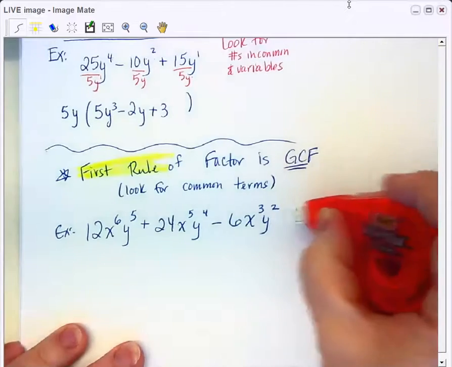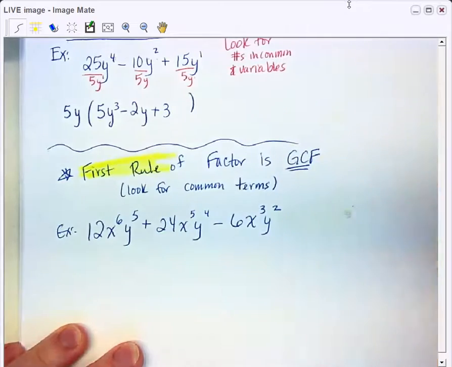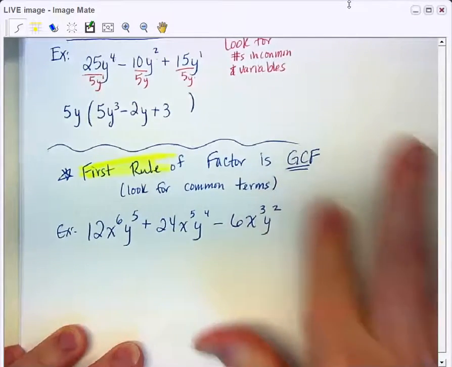Actually, I'm going to take off that last term. We'll deal with things like that later. Yeah, let's just make it like that. Please enough.